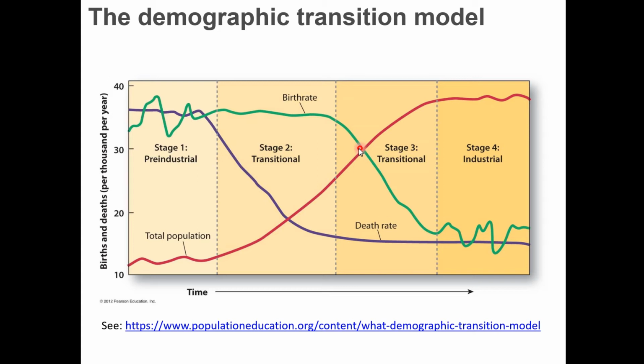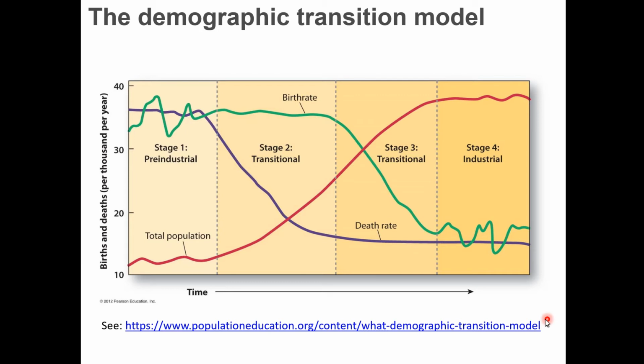And so we see a general decline of the birth rates until we reach what is often termed stage 4, the industrial stage, where we see the United States currently. You can see some additional explanation by following this link.